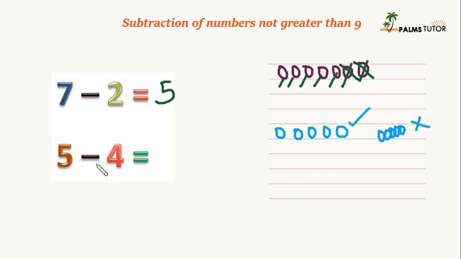So minus 4. Let's take away 4 circles. 1, 2, 3, 4. How many do we have left? 1. 5 minus 4 equals 1.